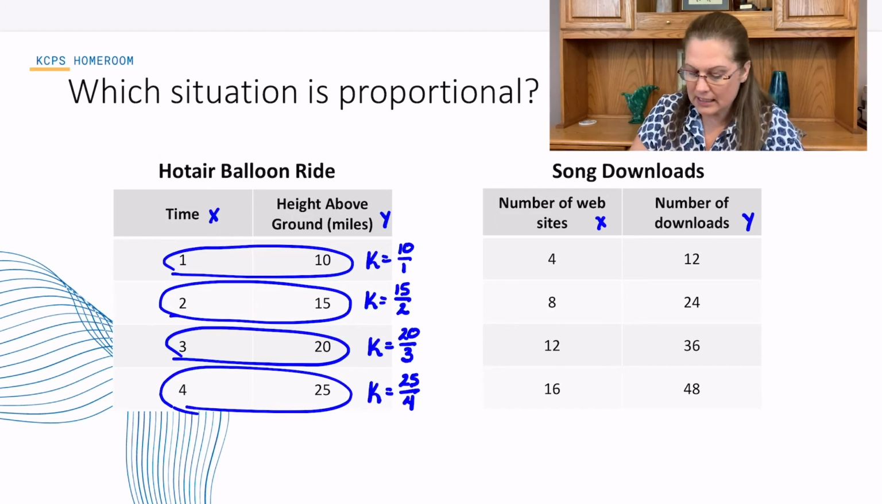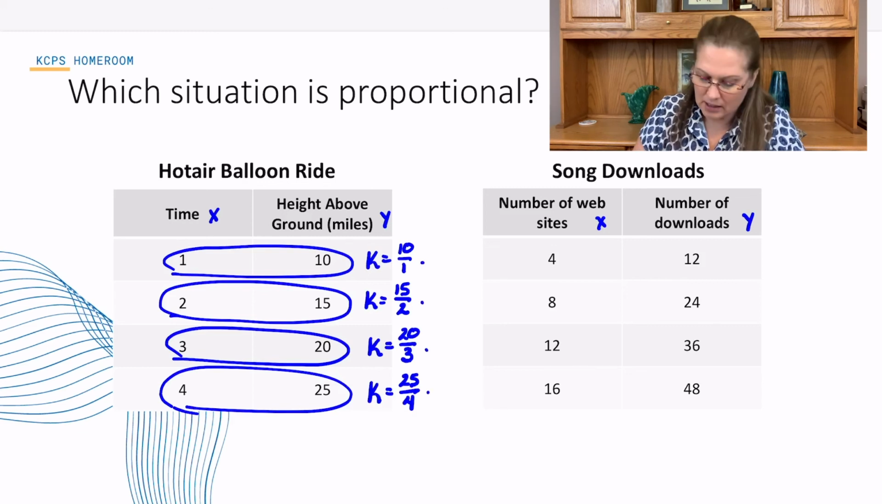You'll notice that each of these constants or ratios are different. So this particular table is not proportional.